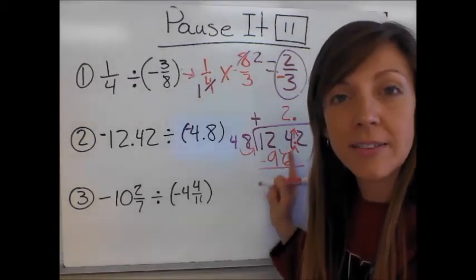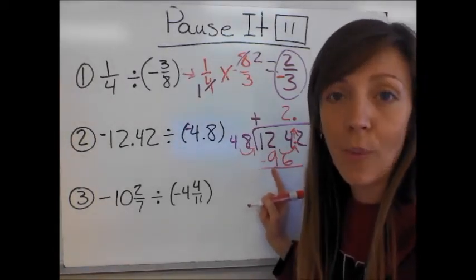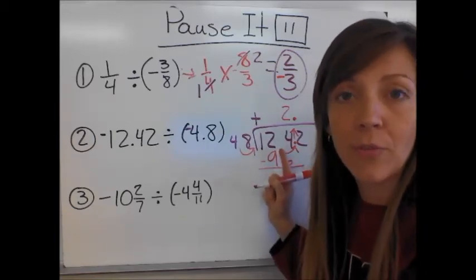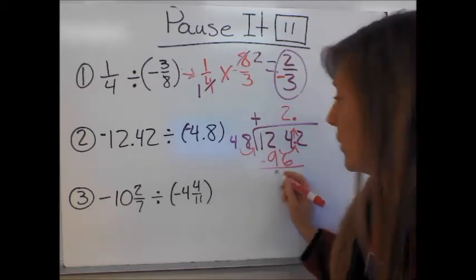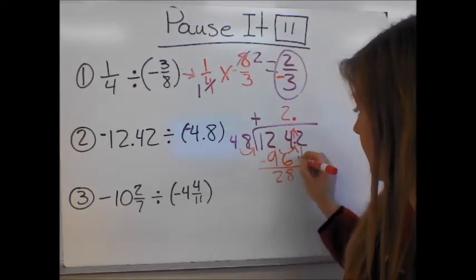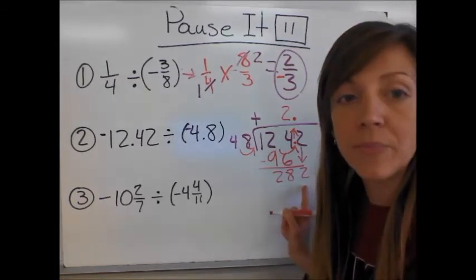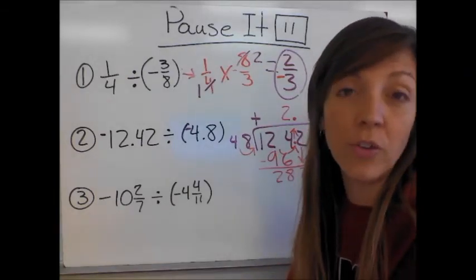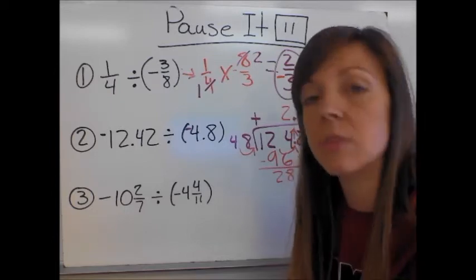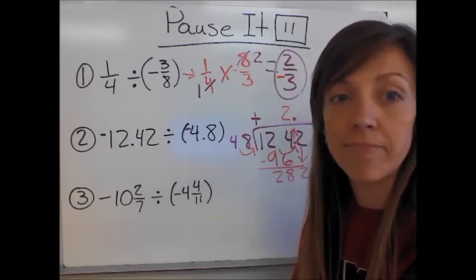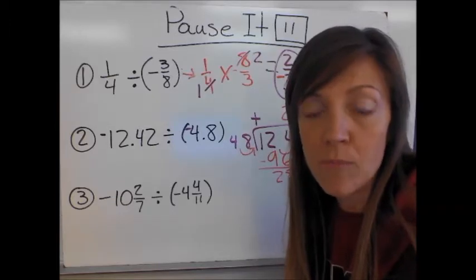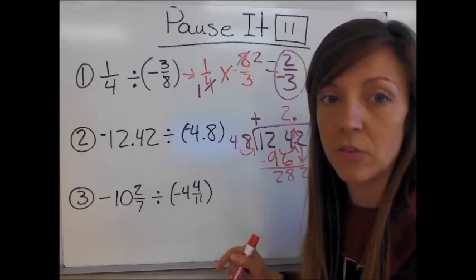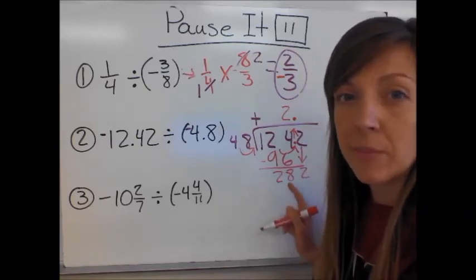96, the difference from 96 to 124: 96 is 4 away from 100, and then 100 is 24 away from 124. So 24 and 4 is 28. Bring down my 2. 48 into 282. I know 48 goes into 100 twice, into 200 2 more times. That would be 4 times. And then 82, I would say probably about 2 more times since there'll be a little bit left over from the 200 that I've already divided into. So I'm going to say it'll go 6 times.